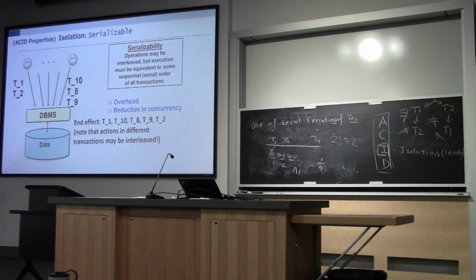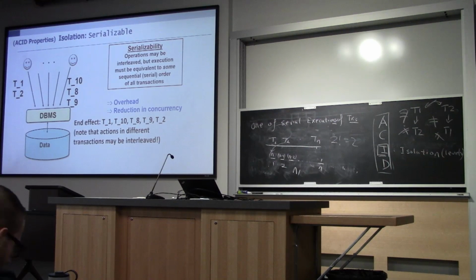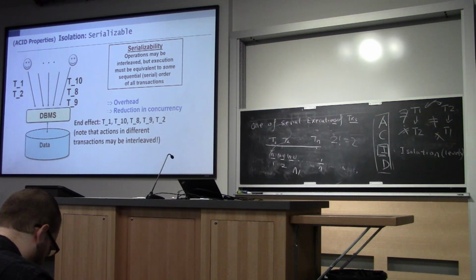Excellent point. You can interleave actions from different transactions in any order without worrying about messing up the semantics at all. That's the weakest isolation level. There are 2 more in between. I'm going to talk about them, in particular, one of them. I'm not going to talk about all of them. That's what I'm going to do next.